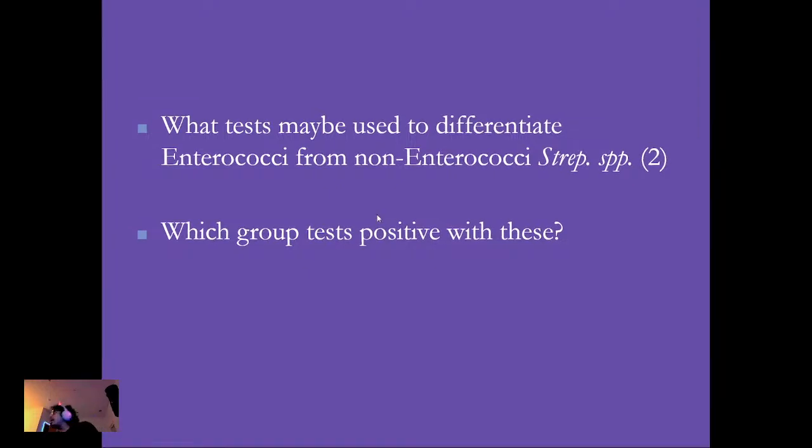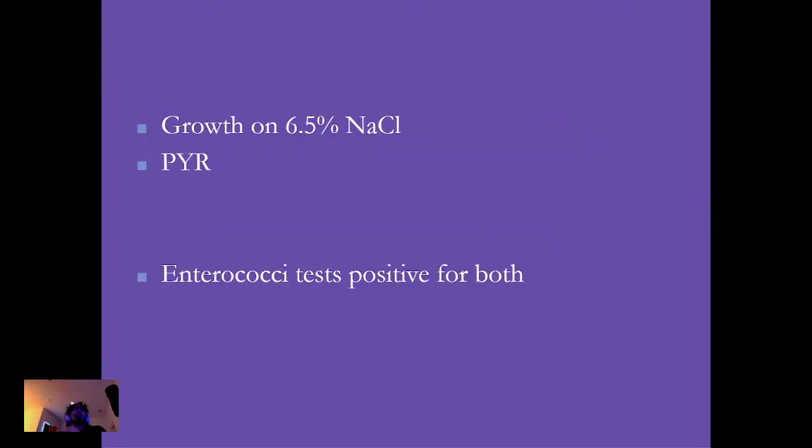Next slide, please. Tests that may be used to differentiate enterococci from non-enterococci species: there are two tests, growth in 6.5% NaCl and the PYR test. Enterococcus species will test positive for both. Okay?